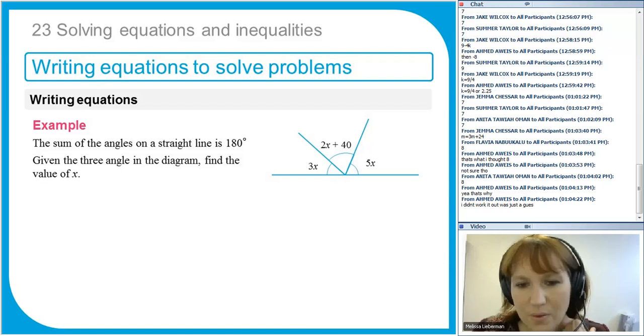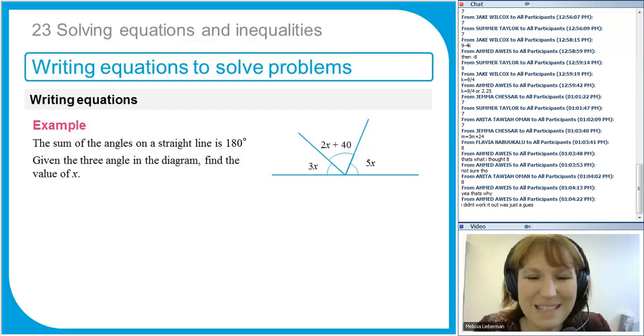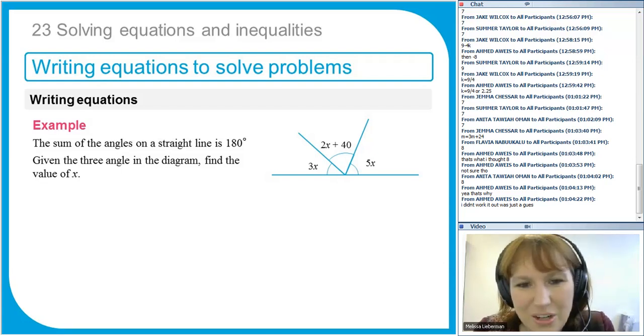So this one involves angles. Now, you should remember from lessons that we've done before that the sum of the angles on a straight line are 180 degrees. In the exam, they probably won't tell you that fact. You just have to know that. Given 3 angles in the diagram, find the value of x. So what would we do if these terms were numbers? Well, we would just add them together and make them equal to 180. So we start like that.